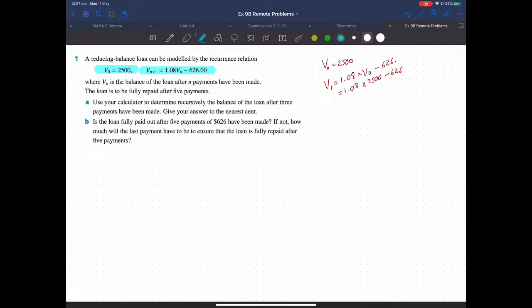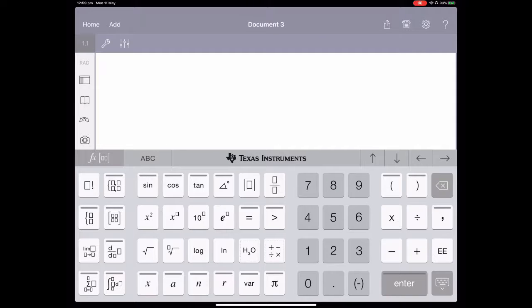The question says to us, use the calculator. So we're going to have to use our TI-Nspire calculator or ClassPad calculator to work it out. We're going to be working this out after 3 payments have been made, and we need to find the balance. So what we'll do now is use the TI-Nspire calculator. Here I have my TI-Nspire calculator on the iPad.